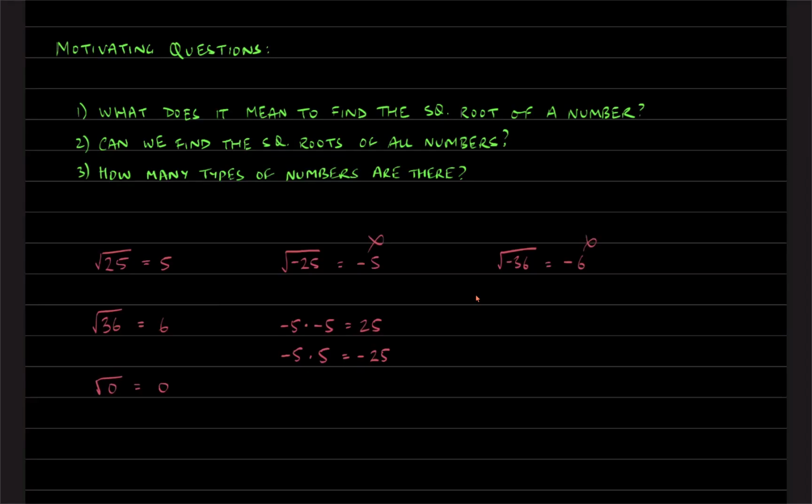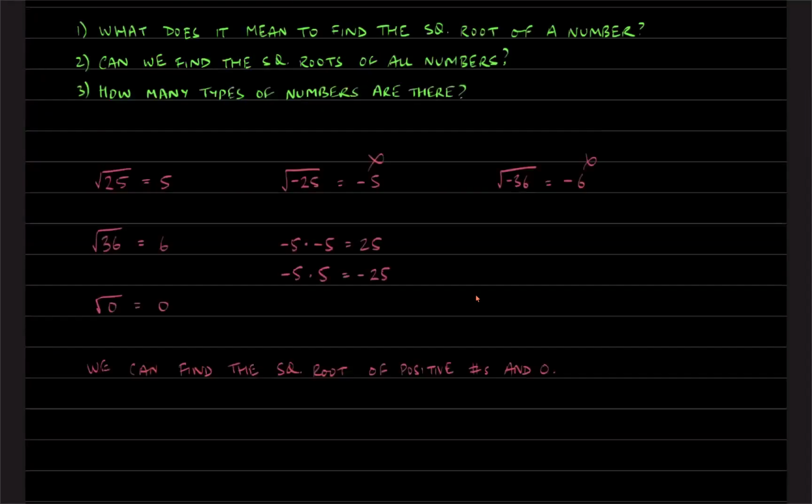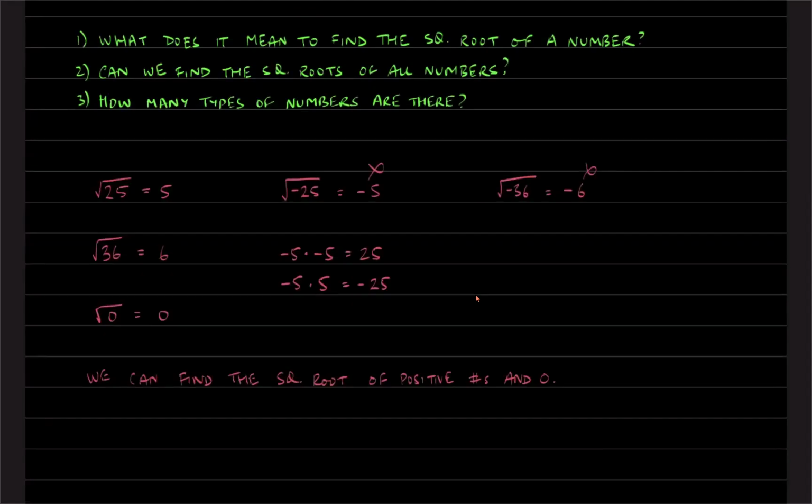Now, this isn't a proof, but what we can say so far is we can find the square root of positive numbers and 0. But hopefully from these examples, you can see that whenever we try to find the square root of a negative number, we're not able to get an answer, at least not yet.